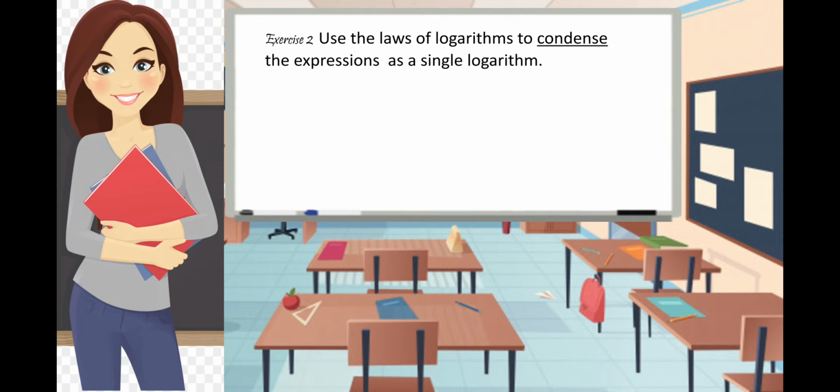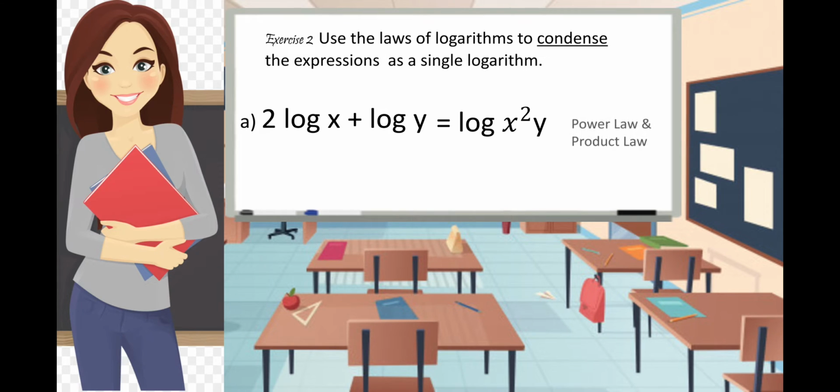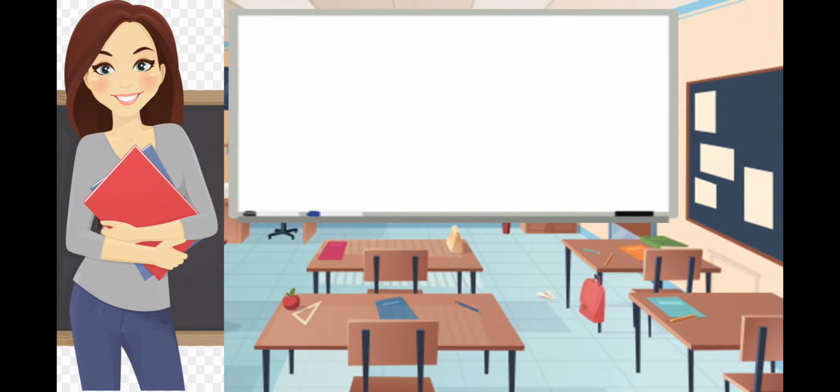Then for exercise 2, use the laws of logarithm to condense the expression as a single logarithm. That is 2 log of x plus log of y. This is the sum of two logarithms, so it means we're going to multiply. But since we have 2, first we're going to place 2 as the exponent of x, so that's log of x squared times y. That is using the power law and the product law.